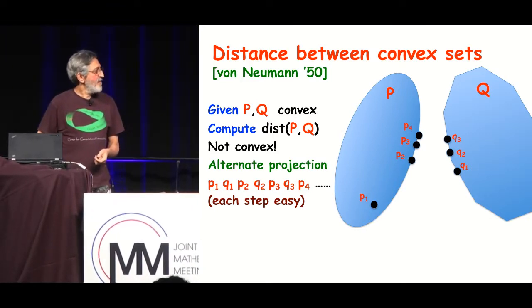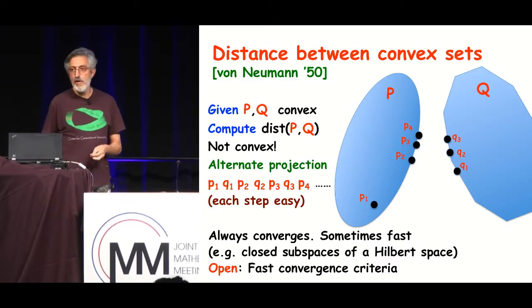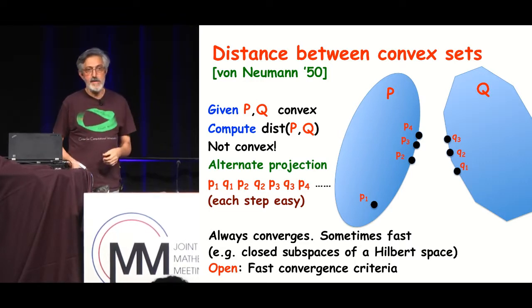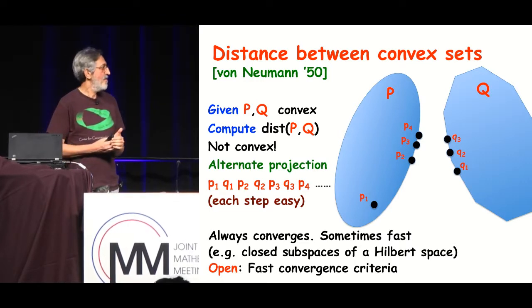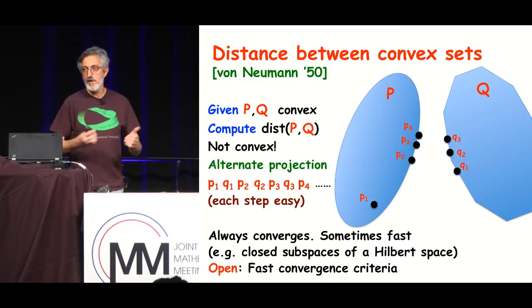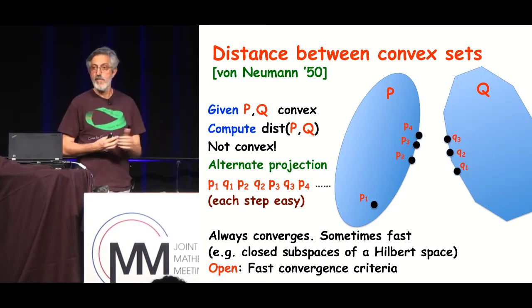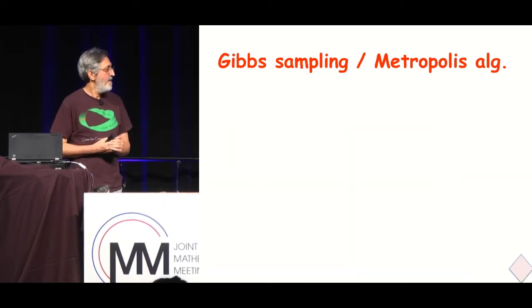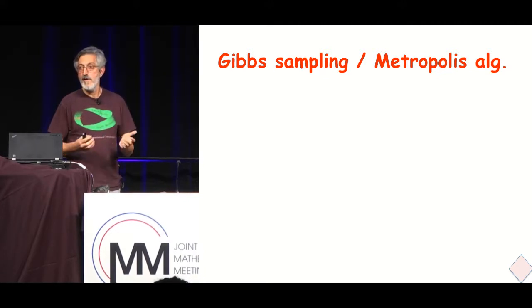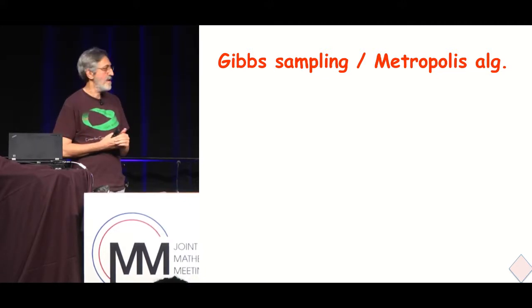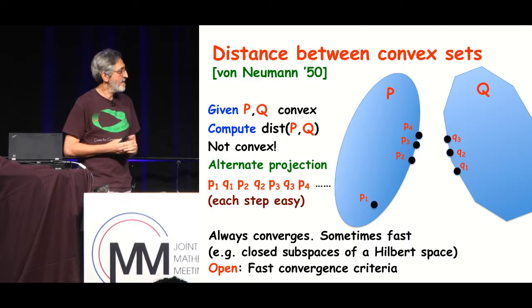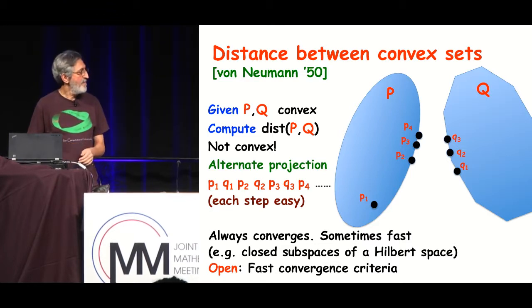What von Neumann proved is that this always converges, and in the case that the convex sets have some structure, like closed subspaces, it will actually converge in polynomial time. But it's an open problem whether it converges fast in general, and having criteria is extremely interesting. That's one problem which we don't understand.